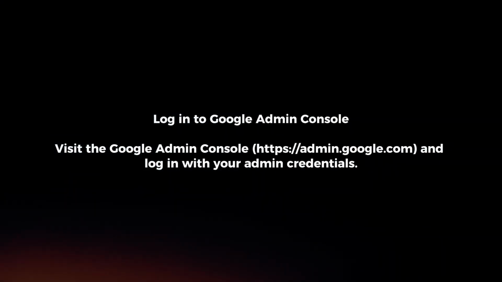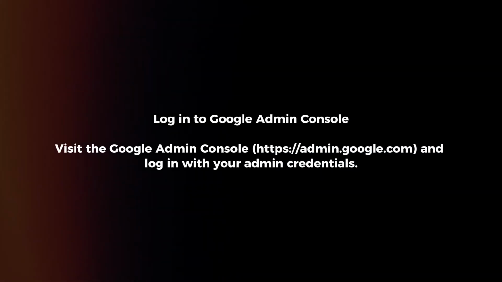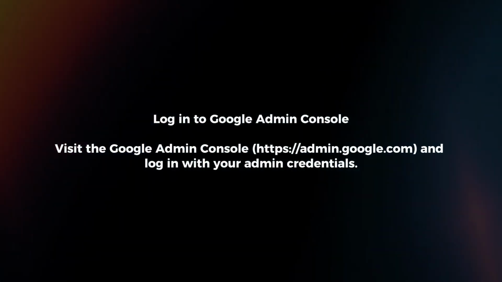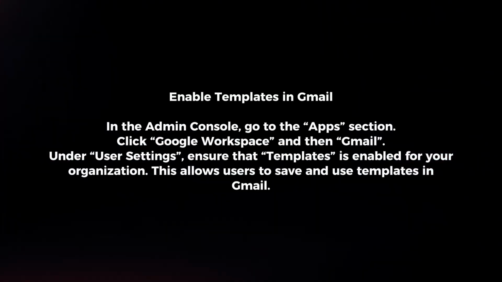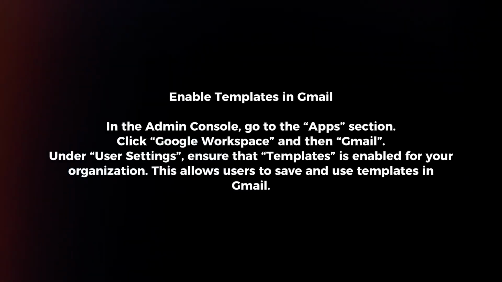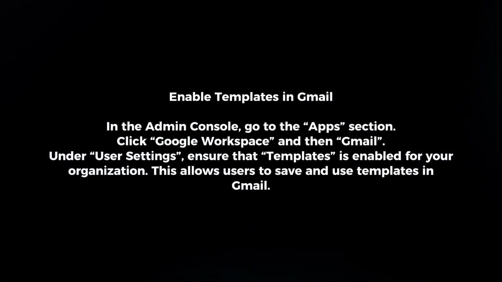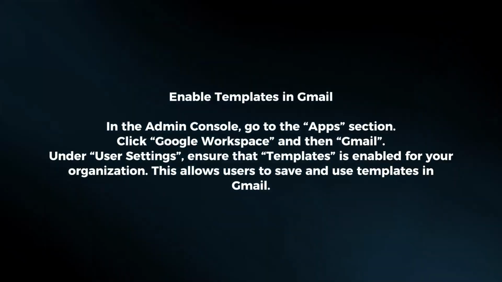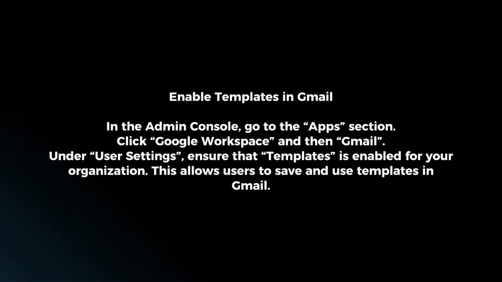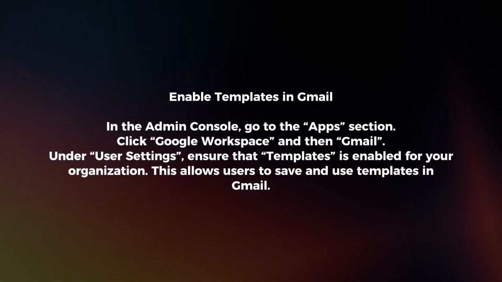Log into Google Admin Console. Visit the Google Admin Console and log in with your admin credentials. Enable templates in Gmail. In the Admin Console, go to the App section. Click Google Workspace and then Gmail. Under User Settings, ensure that templates is enabled for your organization. This allows users to save and use templates in Gmail.